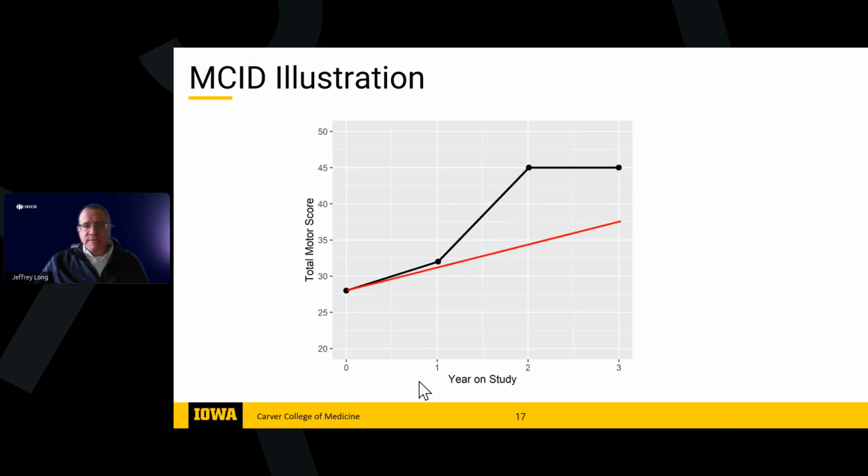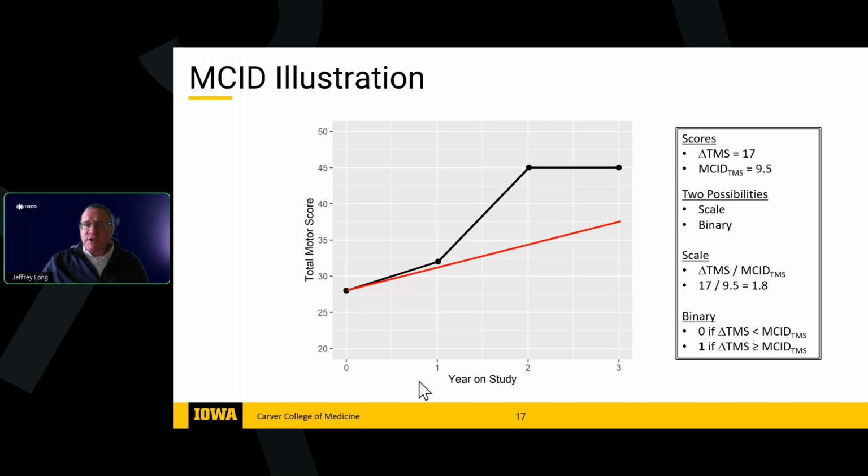In the next image, I show the red line here being the threshold of MCID, and I'm calibrating that to the start point of this individual at year 0. So the black circles would have to exceed the red line at the end of 3 years, and that does here. And if we go to the next image, just to remind you, 9.5 is our threshold. And then if we go to the next image, there's a couple of things we can do in scoring.